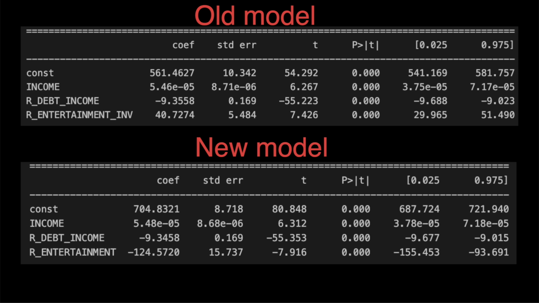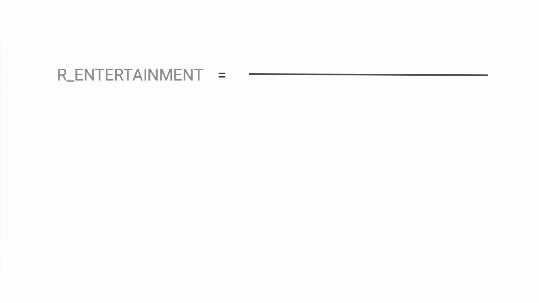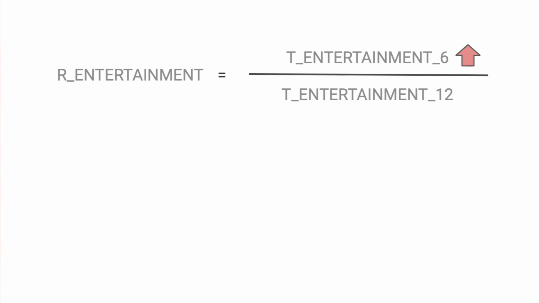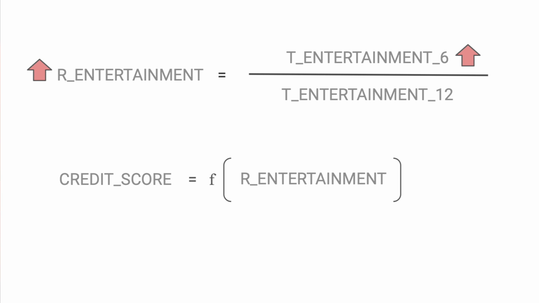Looking at the summary, we still have a significant linear relationship. Yet, notice that the sign of the coefficient has changed. It should now be clear that a relative increase in expenditure on entertainment leads to a decrease in credit score. To clarify, this is because the ratio is now expenditure in the last 6 months to the last 12 months. A relative increase would mean that the ratio increases. Due to the negative relationship we just saw, this would lead to a decrease in credit score. In other words, reckless spenders are more risky.